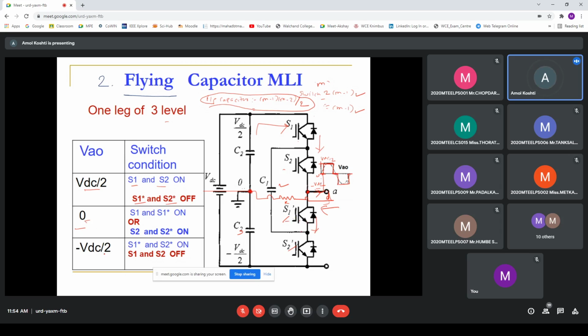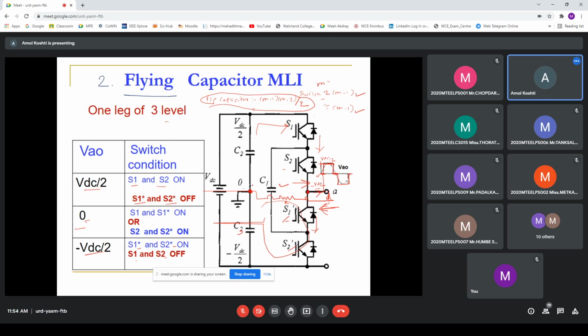Now to produce minus VDC by 2, we have to turn on the complementary switches, S1 dash and S2 dash, and turn off the upper switches, S1 and S2. So how will the current flow? Initially the current was flowing in one direction, now it will flow in the opposite direction. From A, it will flow through S1 dash and S2 dash and be closed to this C3 capacitor. Only this loop with respect to the load applies, and that is the reason minus VDC by 2 output is produced.